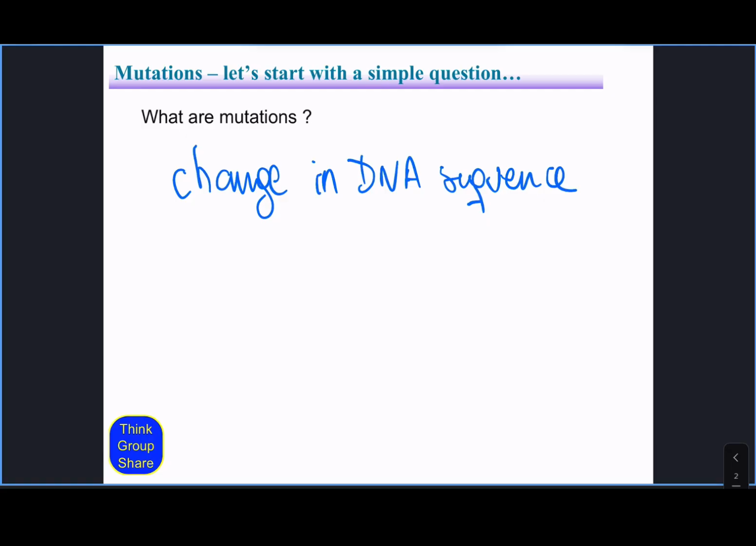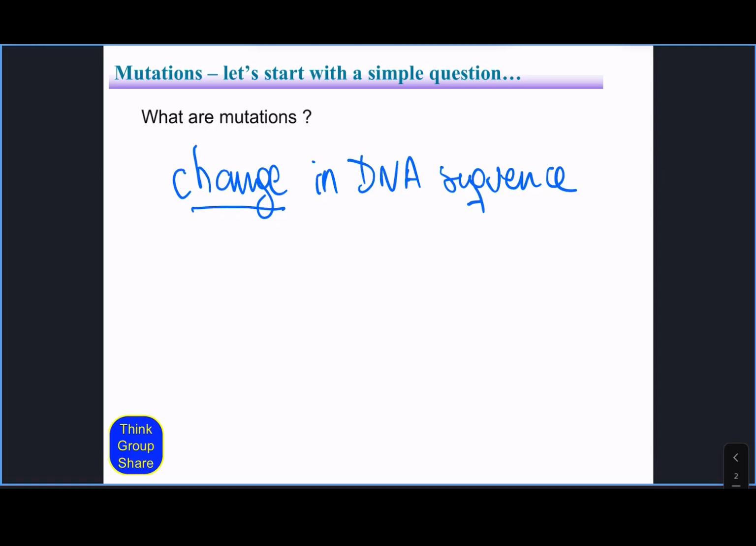Beneficial, detrimental, or neutral change. So any change, right? That's not much different from this. Change in DNA sequence. In a way, by saying change in DNA sequence, we're not making any judgment as to whether that change is for the good, for the bad, or for the no change, right? Or neutral.